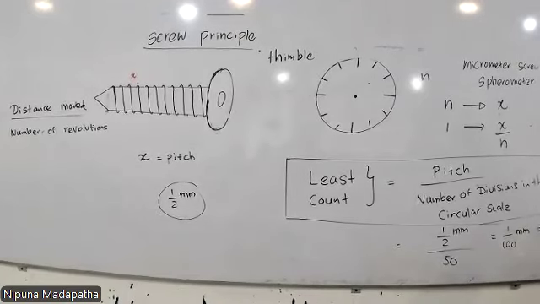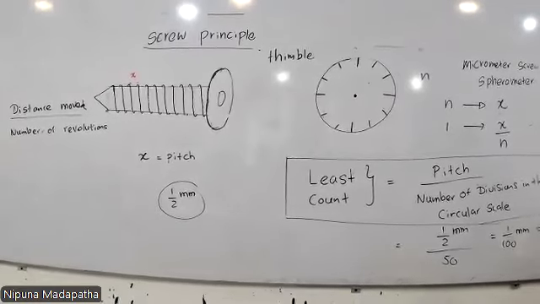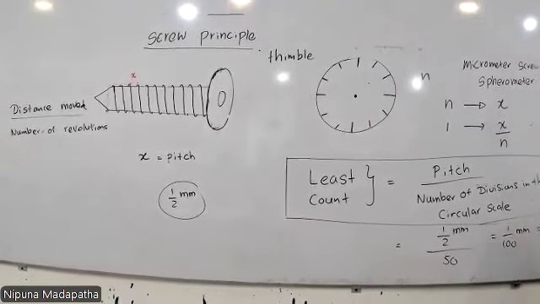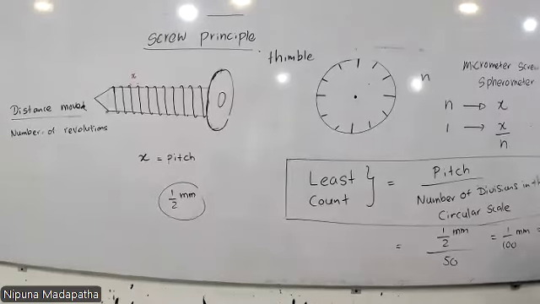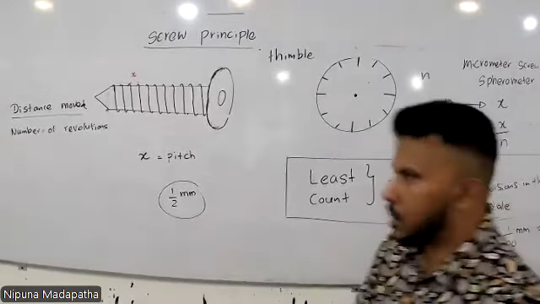Answer? 0.01, same answer as previous, right? The distance moved is 2 millimeters, and the number of revolutions is 4. So half a millimeter is the pitch, then divided by 50. Right? 1/100. Okay.